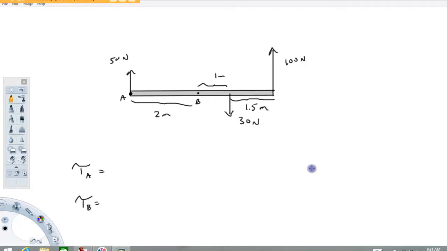Hi folks, welcome back to Physics with Captain Rod. The purpose of this video is to demonstrate how to calculate torque.